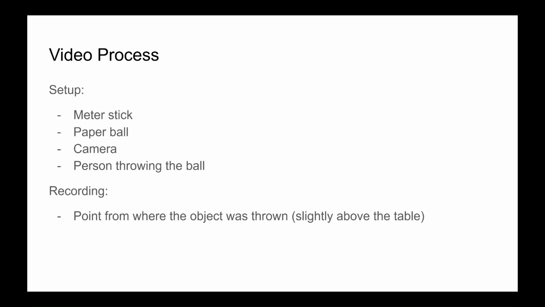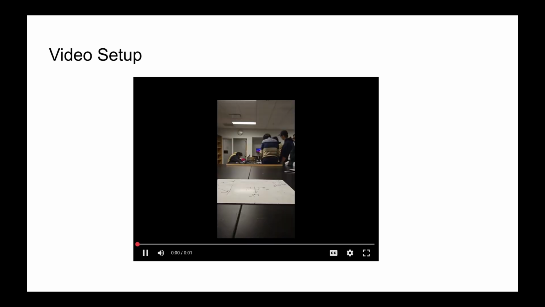For the video setup, there's a meter stick used as a basis in the tracker, a paper ball, which is the object thrown, a camera recording the video, and the person throwing the ball. For the recording, the point from which the object was thrown was slightly above the table in the video. So this is what the video looks like.